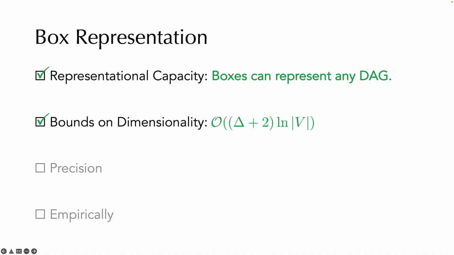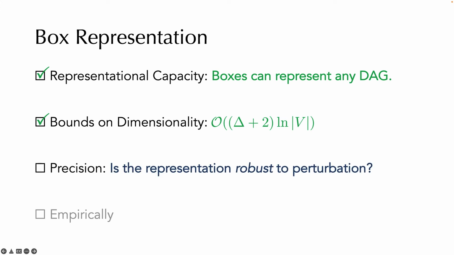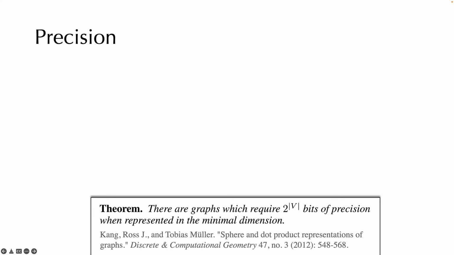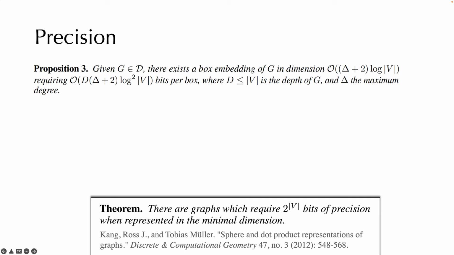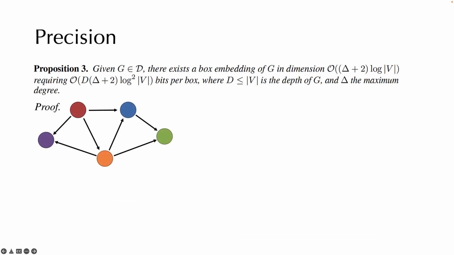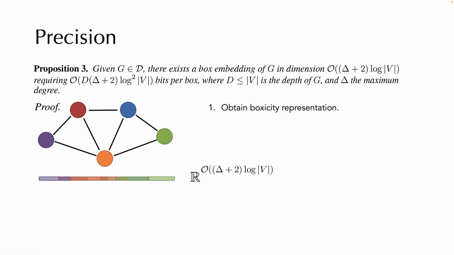This gives us a very reasonable dimensionality bound, and so we turn to the question of precision. As mentioned previously, it is important to prove that a model is not exploiting precision as a way to reduce dimensionality. We prove that box embeddings for a graph are attainable in both reasonable dimension and precision. The proof essentially amounts to a more careful construction. Given a graph, we obtain a boxicity representation with bounded dimensionality.